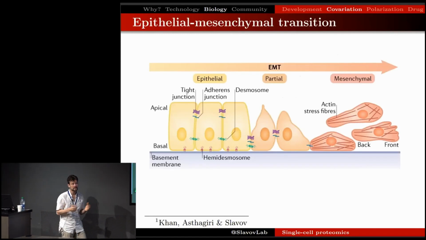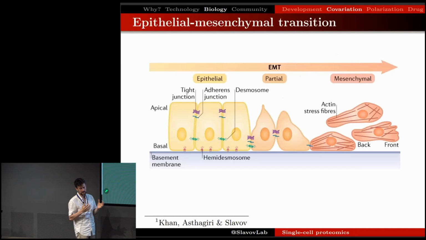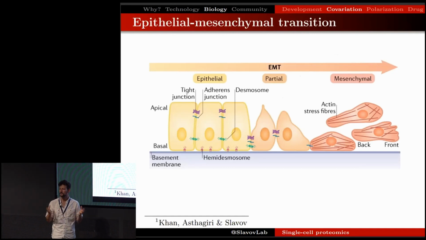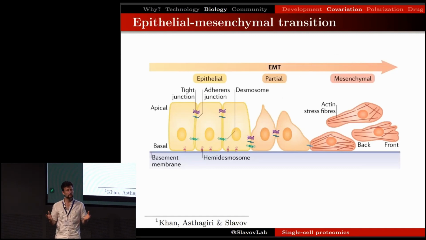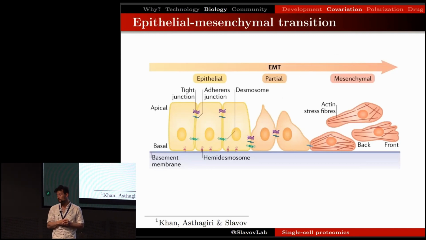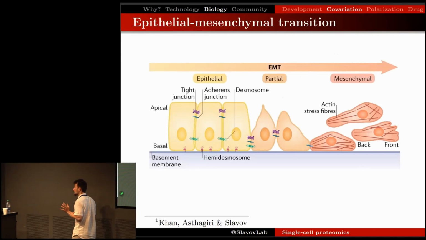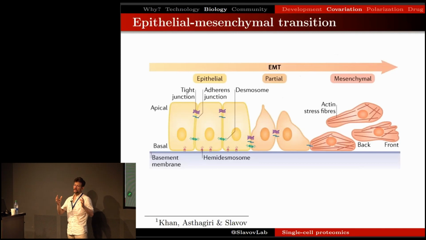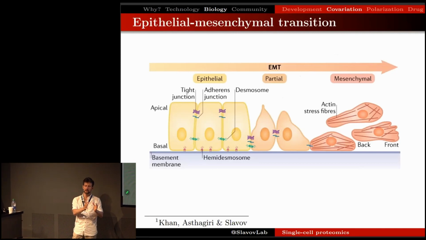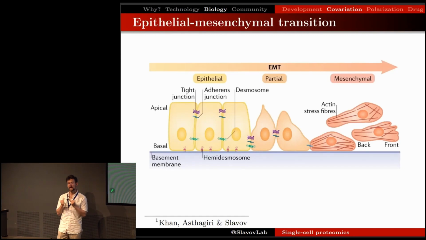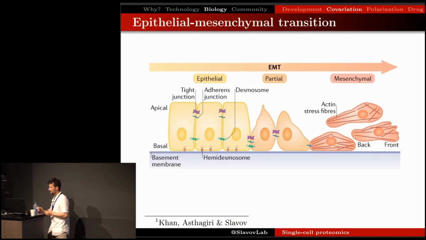So one such system where we have applied covariation analysis is epithelial to mesenchyme transition. It's a natural process that happens during development, and it's a very important process that is required for cancer metastasis, and this makes it one of the most studied processes in biomedical research. And a hallmark of this process is that we have adhesive epithelial cells turning into motile mesenchymal cells, and this involves rearranging of their cytoskeletal proteins.